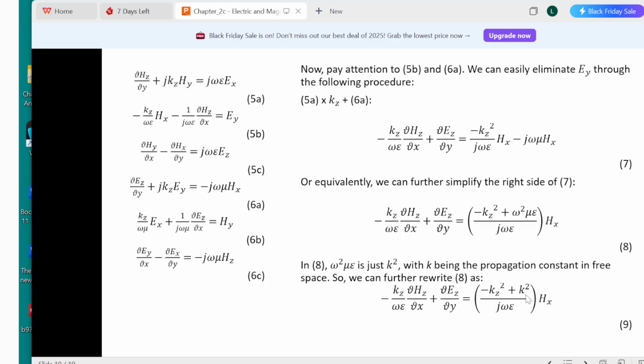One more step of algebraic manipulation, and you will end up with this expression. And what we are going to do is to further simplify this.